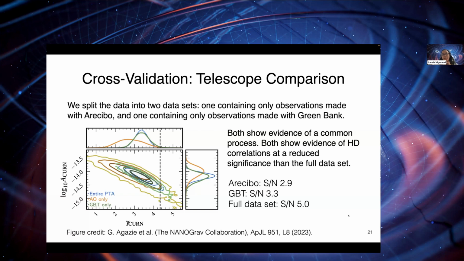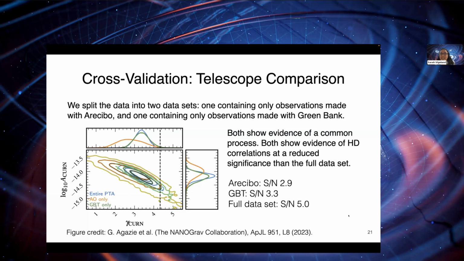Now, both the Arecibo and Green Bank data sets show evidence of a common process, and the power spectrum amplitude and spectral index posteriors are shown in the corner plot here. You can see they're broadly consistent with each other and with the posteriors from the full data set. The Arecibo-only and Green Bank-only data sets also show evidence of Hellings and Downs correlations, but at a reduced significance compared to the full data set.